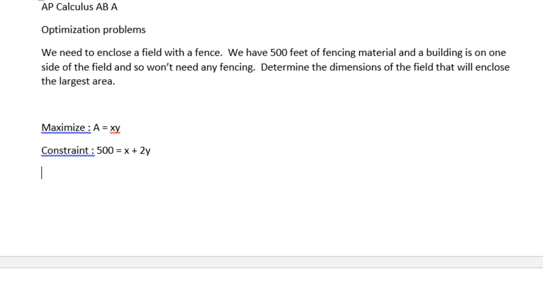So what I'm going to want to do is solve this equation for x first. I'm going to go 500 minus 2y equals x. Now that I get that, I can plug it into the area equation and get 500y minus 2y squared. Now that I have this equation set up, I can start to do some stuff with it. I'm going to do the derivative of area and get 500 minus 4y.